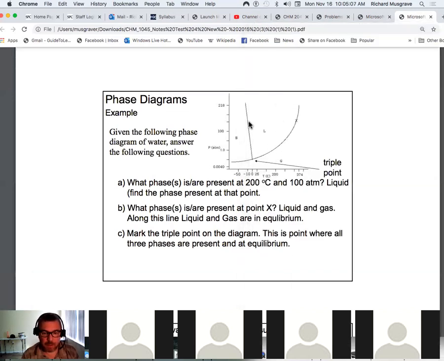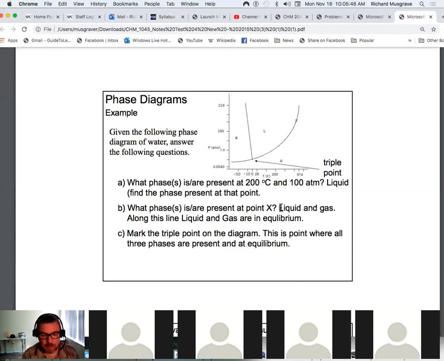Now, what we end up with, though, is a situation where we have these lines that differentiate the different phases. So we've got solid, liquid, and gas here. In these kinds of situations, you're always given the phase diagram. You never have to come up with it yourself. So let's say you're asked these kinds of questions. What phases are present at 200 degrees and 100 atmospheres? Well, it's pretty easy. You just look at 100 atmospheres, and then you look at 200 degrees Celsius over here, and you can see that you'd expect water to be in the liquid phase at that point. Anybody have any questions so far?